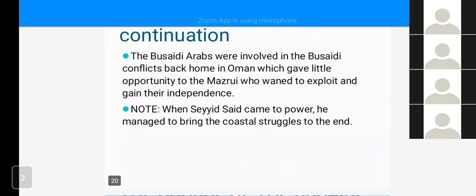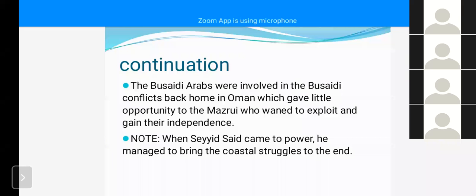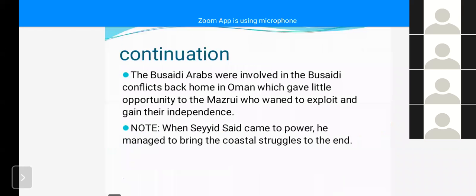Yes, so that is it. What can we note here? We can note the causes and easily highlight them. Normally they ask questions about explaining the causes of the conflict between the Mazrui and the Busaidi along the East African coast. Please know the Mazrui were at the coast, while the Busaidi were the new leadership that had taken over power in Oman and felt they should have control of the East African coast as well.